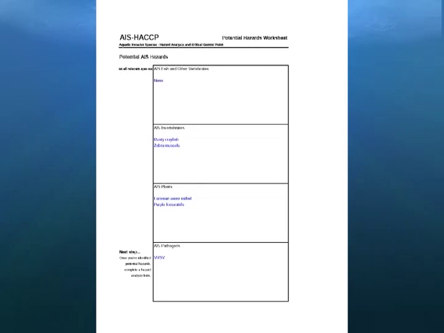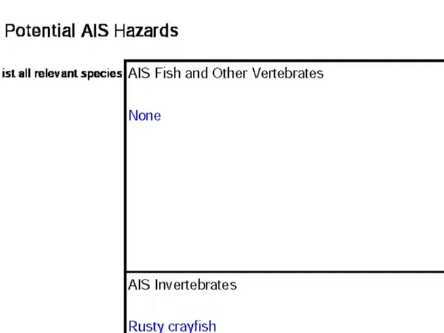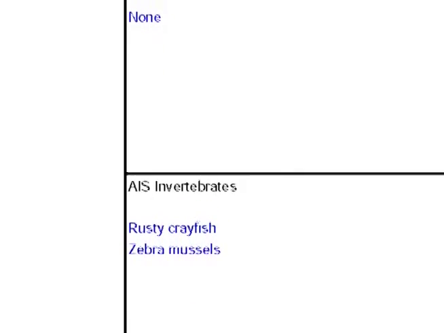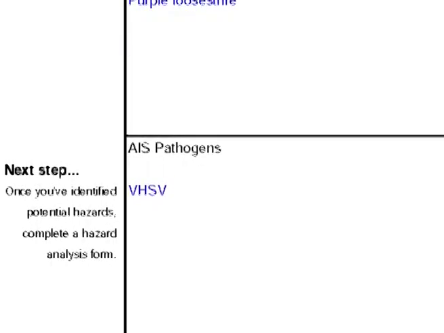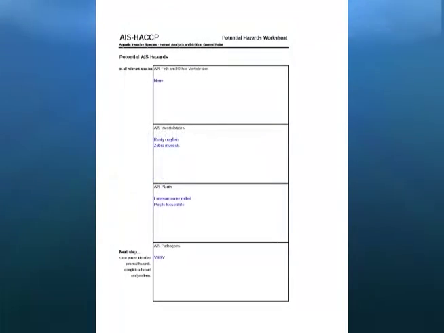The HACCP training manual defines a hazard as an AIS fish or other aquatic vertebrate, invertebrate, plant, or pathogen that may be spread to a new water body, or, in the case of your farm, be spread to a new part of the fish farm. The owners of Healthy Fish Farms have identified several invertebrates, plants, and pathogens that they currently face. Keep in mind that the biosecurity plan is a living document and should be revised as new invasive species and pathogens are encountered or suspected.